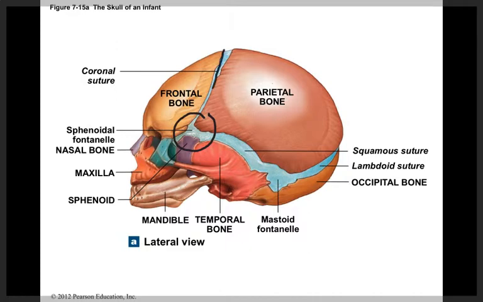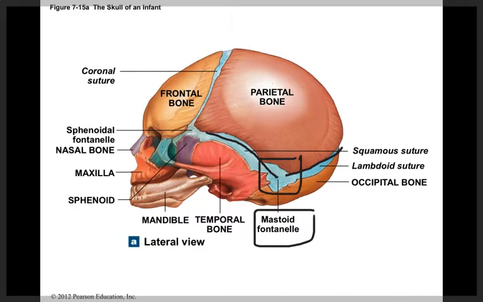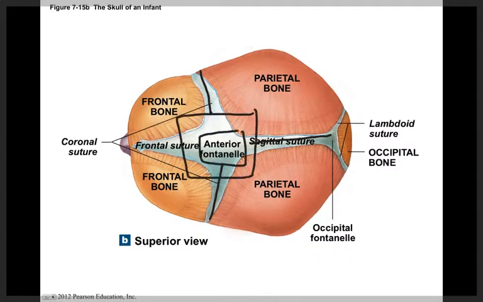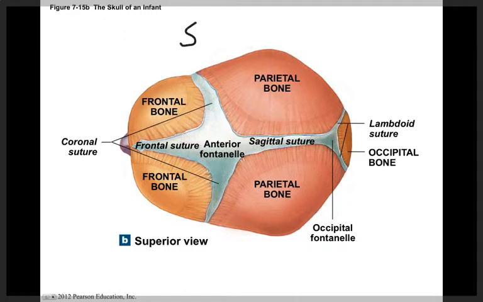Where the coronal suture meets the squamous suture, we have the sphenoidal fontanelle. Where the squamous suture meets the lambdoidal suture, we have the mastoid fontanelle. On this superior view, we see where the coronal suture meets up with the sagittal suture in this large fontanelle that's called the anterior fontanelle. I bet you can guess what another name for this anterior fontanelle is. It is the soft spot.